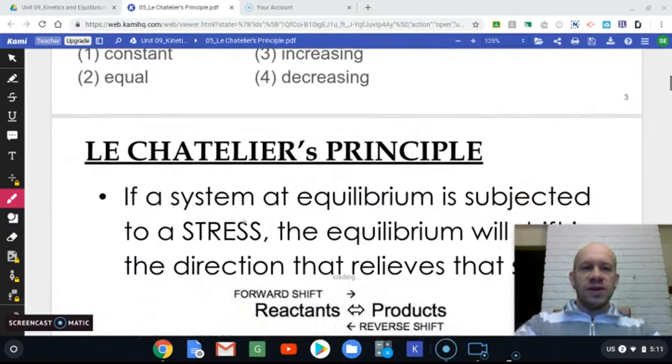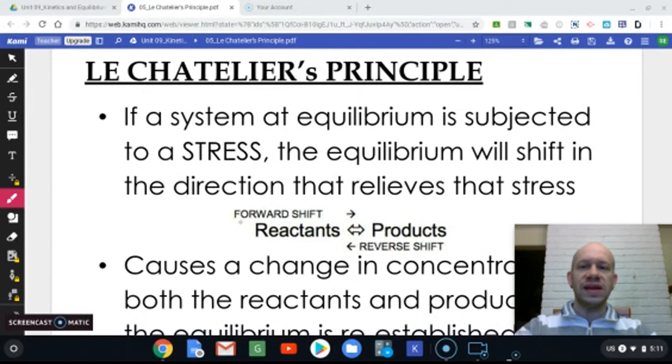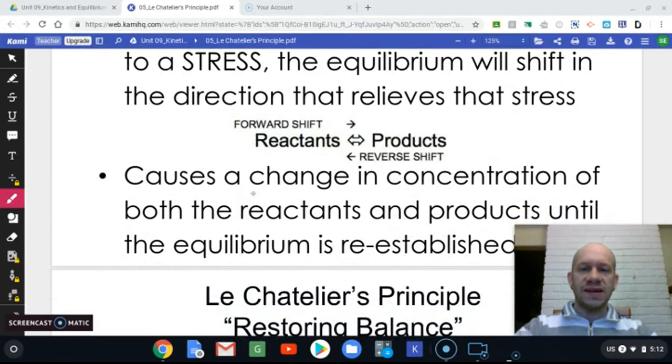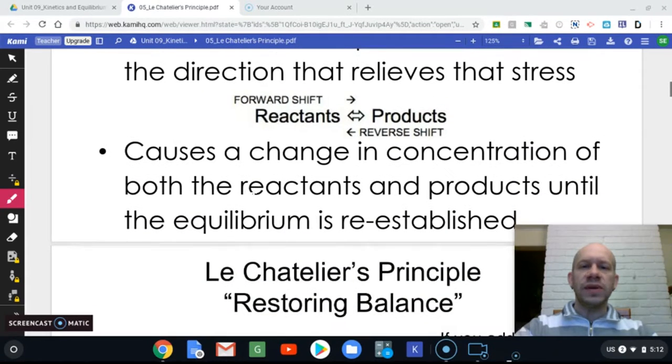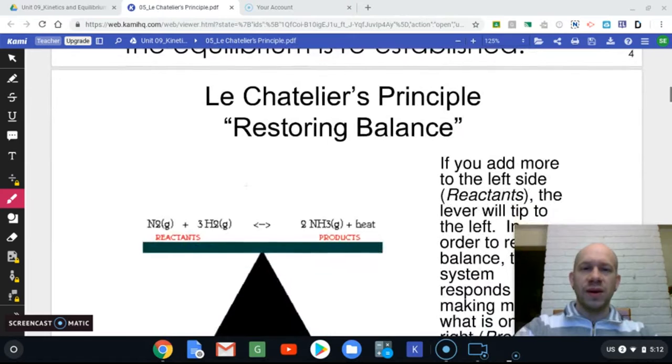Le Chatelier's principle is this. If a system at equilibrium is subjected to a stress, the equilibrium will shift in the direction that relieves that stress. This causes a change in concentration of both the reactants and products until the equilibrium is reestablished. Le Chatelier's principle is essentially about restoring balance.